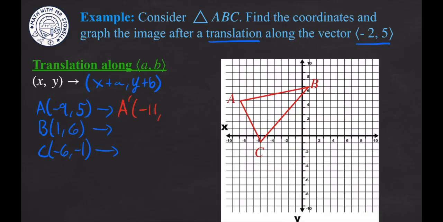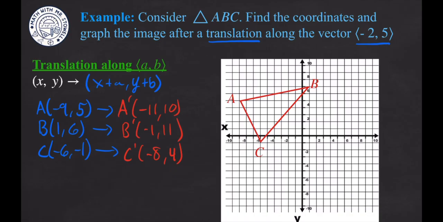So A prime is going to be at (-11, 10). B prime is going to be at (-1, 11). And C prime is going to be at (-8, 4).